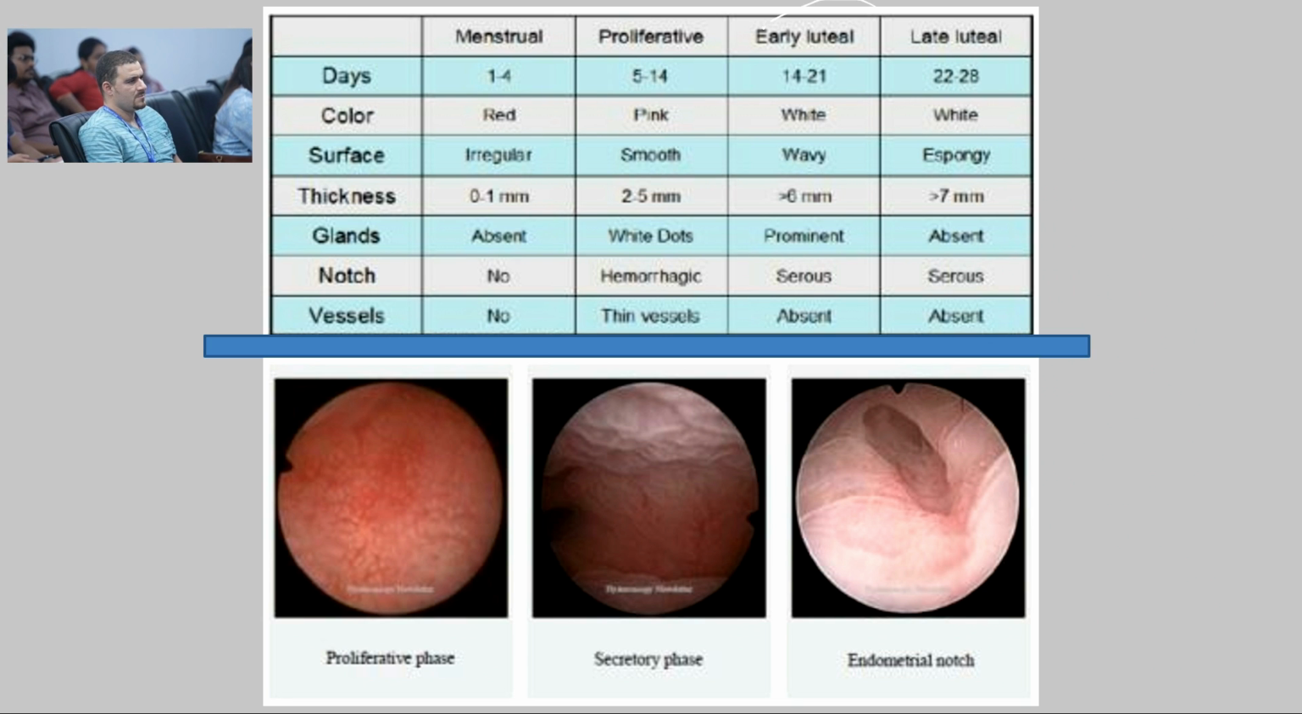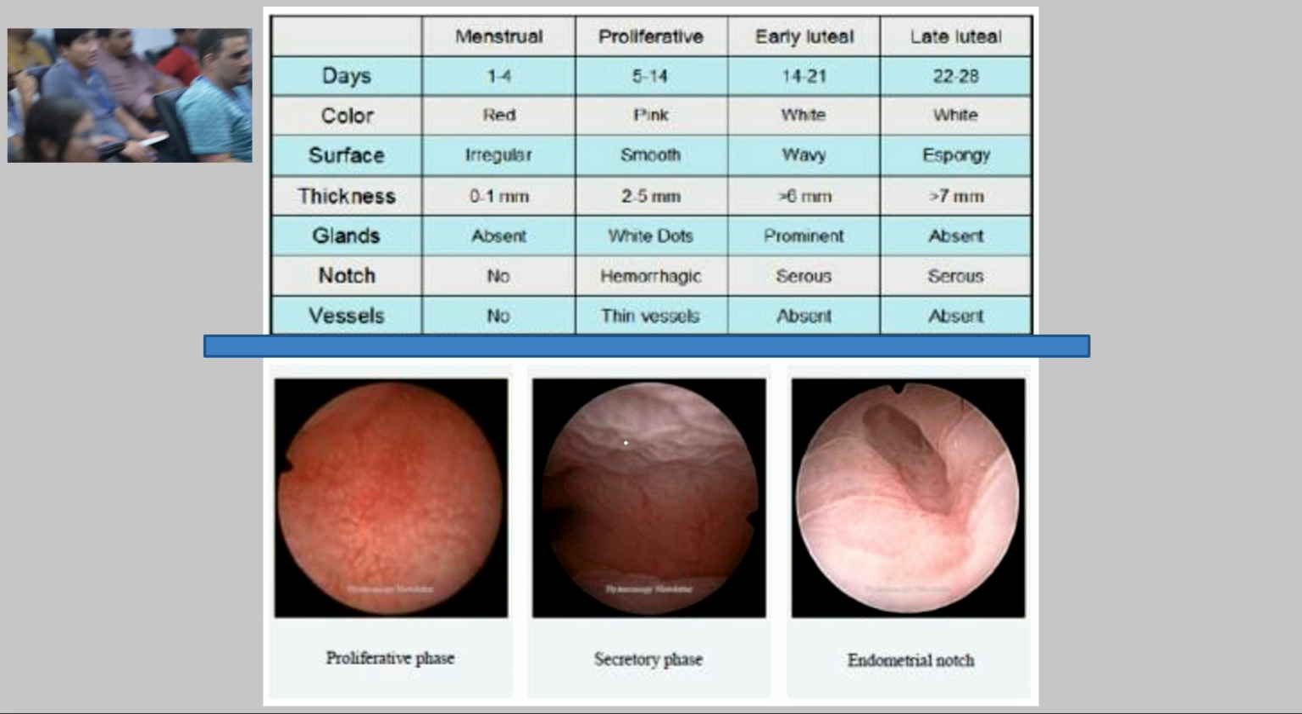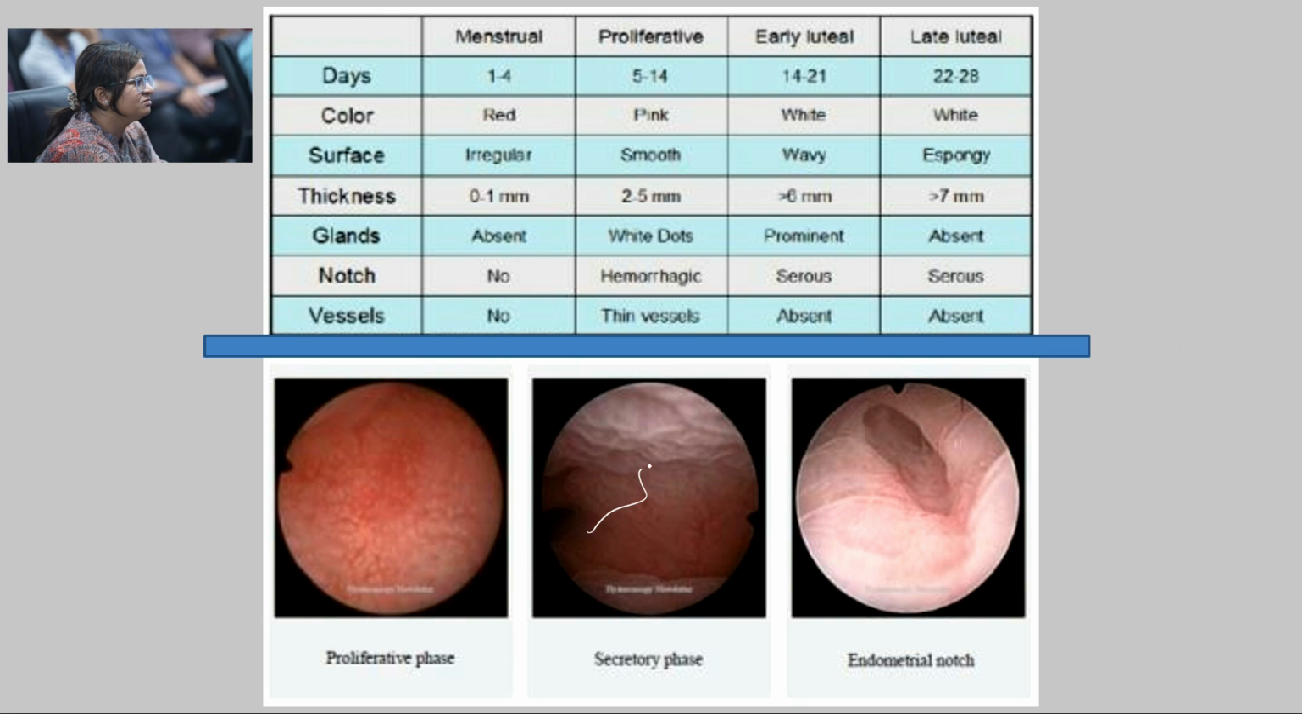After that, early luteal phase, that is 14 to 21 days. In this there will be white color, wavy appearance, just like sand in the desert. Due to the flow of air, it becomes wavy. Thickness is more than 6 millimeter. Glands will be prominent. Notch will be serous. Vessels will be absent. No red vessels you will see, because vessels are hidden in the endometrium proliferation.